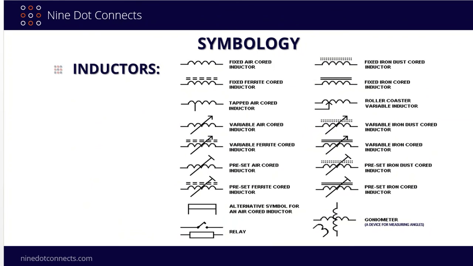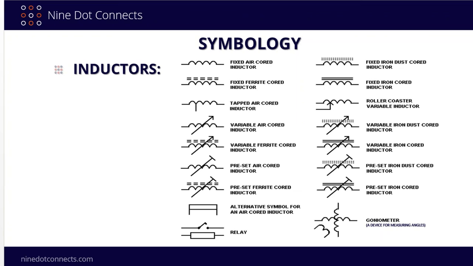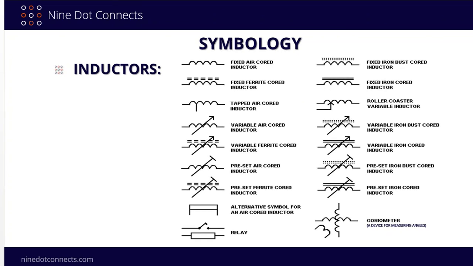First of all, the early ones were made with air core, and so they were just a bunch of loops of wire, and so the symbol in the upper left is great for a fixed air core inductor. But later they decided to add laminations, magnetic laminations, and so those were flat sheets that were stamped out. And the second one down on the right is for an iron cored inductor. Particularly the two lines tend to indicate a lamination.